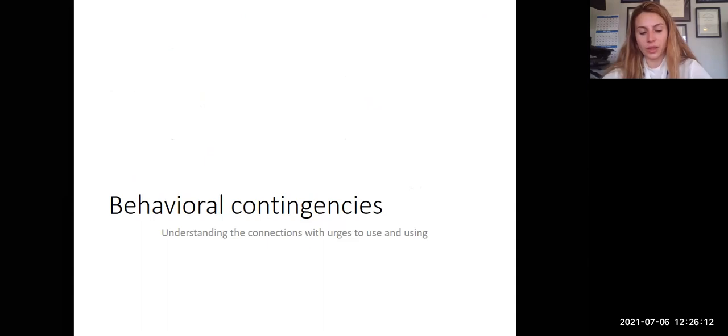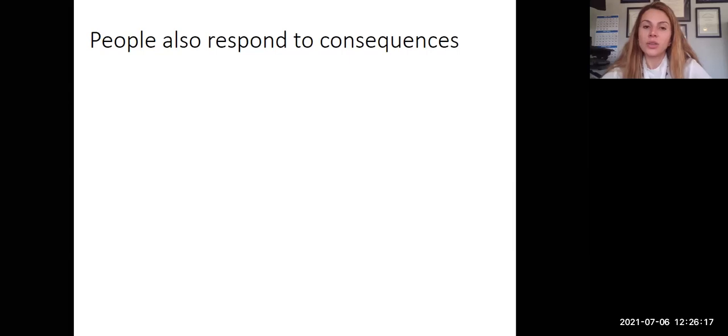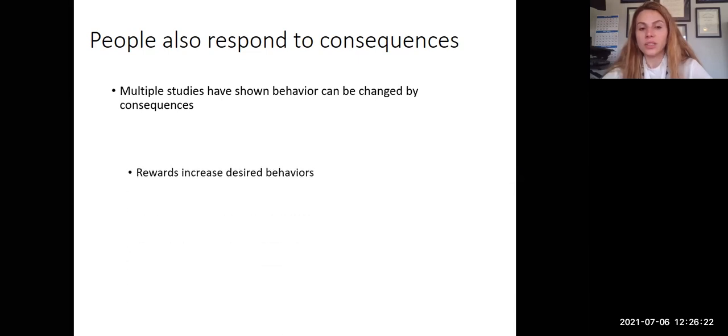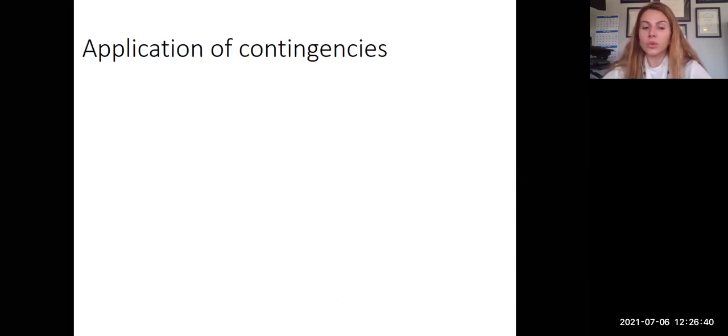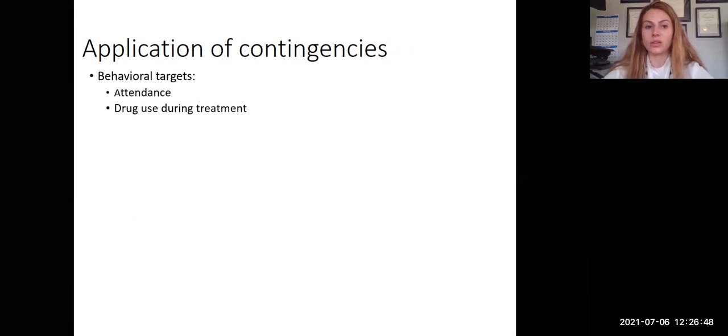Another technique that is very effective is the application of behavioral contingencies. That's understanding that people respond to consequences, both positive and negative, and this has been shown repeatedly. The thing that's important to know: punishment works, sanctions work, guilting people, getting upset with people, those things do work, but rewards work so much better. And they actually have more of a long-lasting impact in terms of behavior change. So when we're working with patients, it's sort of like you ignore the things that aren't going so well, and you really reinforce the things that are going well.